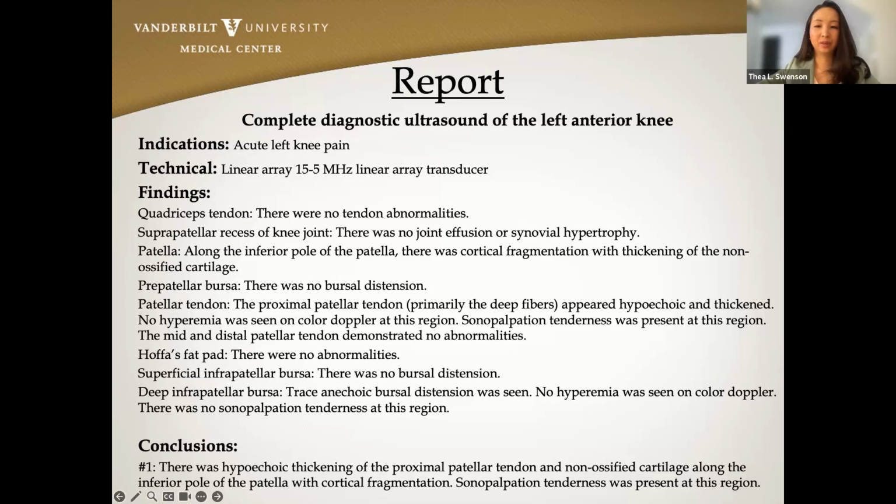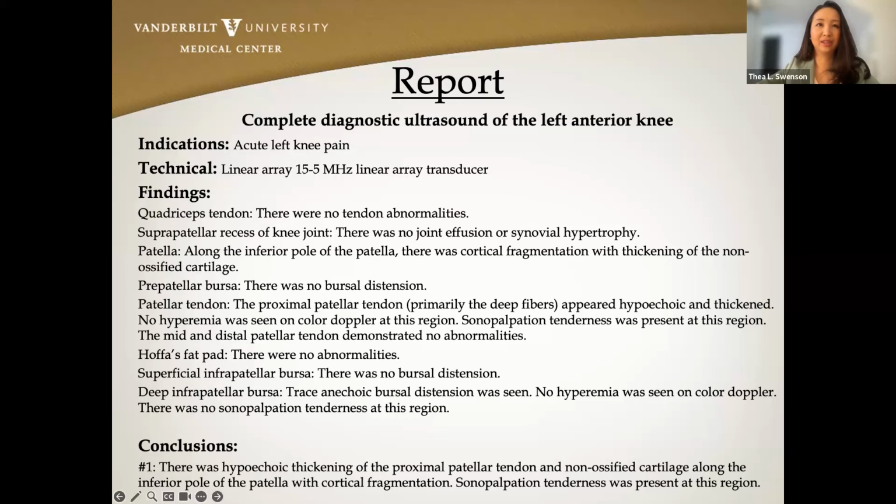Otherwise, for the other normal findings, the quadriceps tendons, suprapatellar recess of the knee joint, prepatellar bursa, Hoffa's fat pad, and superficial and infrapatellar bursa were grossly normal, though we did note some trace anechoic bursal distension in the deep infrapatellar bursa. There was no sonopalpation tenderness in this region.